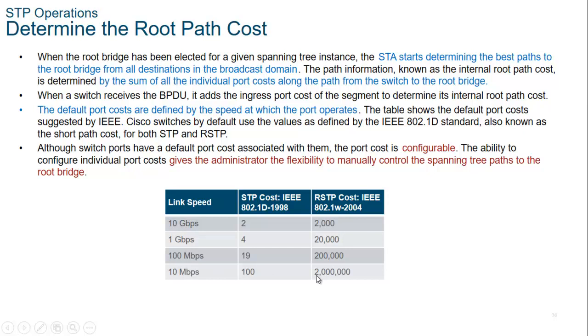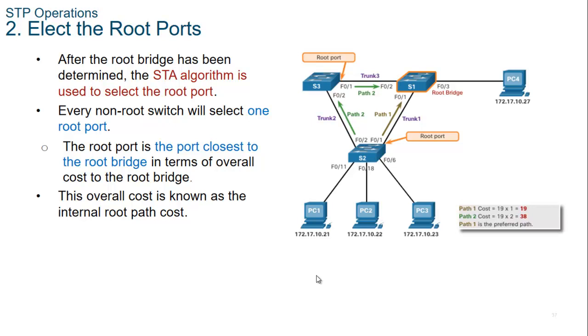Although switch ports have the default port cost associated with them, the port cost is configurable. The ability to configure individual port costs gives the administrator the flexibility to manually control the spanning tree path to the root bridge. So if you want to control the network, you can actually configure the port cost on a switch. Now we're going to look at step 2, which is electing the root ports.